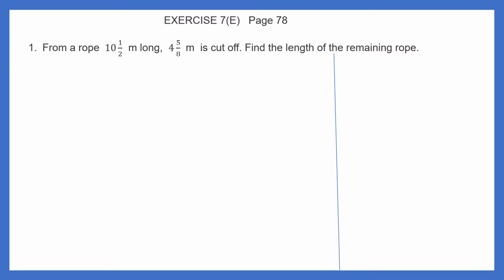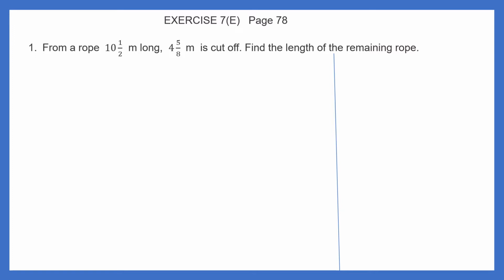So let me read out the first word problem and let's identify which operation. Now that all of you know how to work out the different operations in fractions, that is addition, subtraction, multiplication and division, we're going to start working out word problems based on these operations. So I'm reading out question 1. From a rope 10 1 by 2 meters long, 4 5 by 8 meter is cut off. Find the length of the remaining rope.